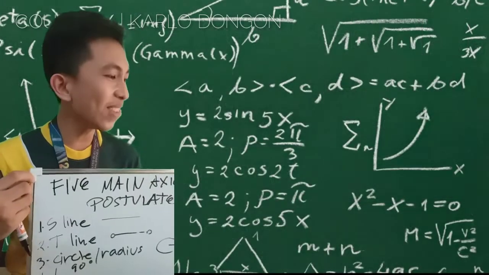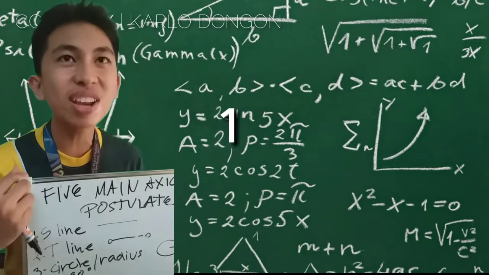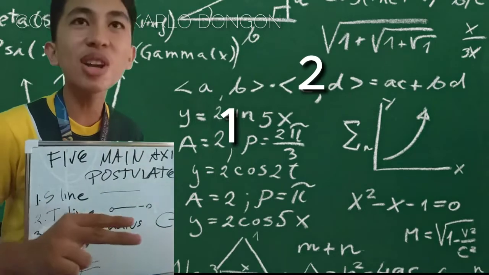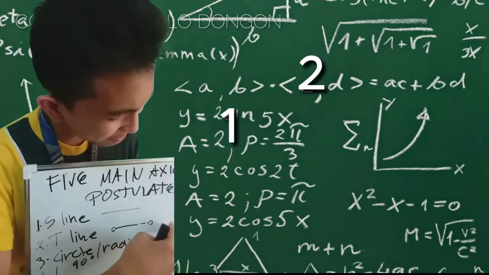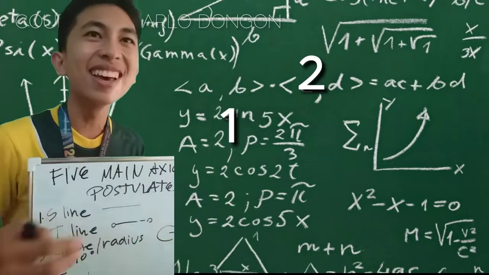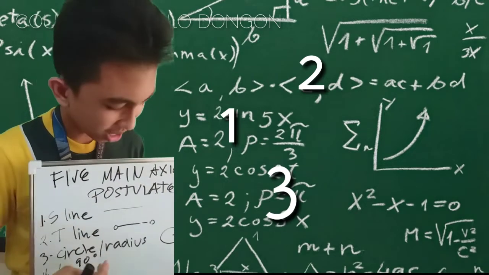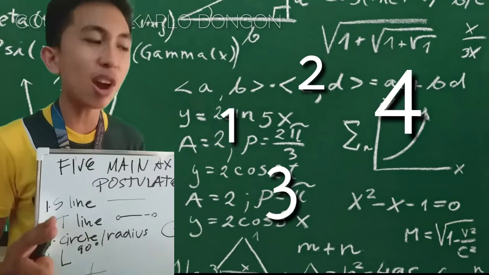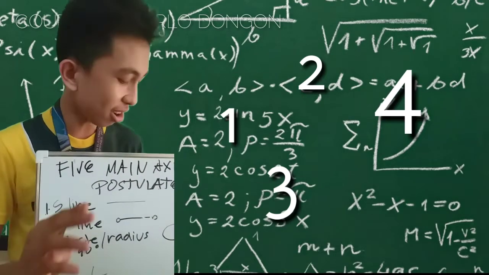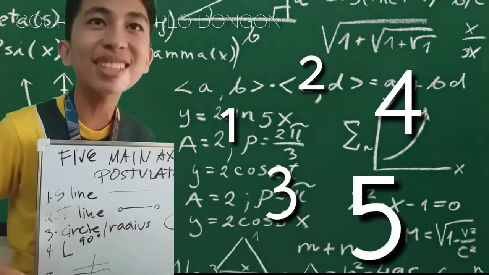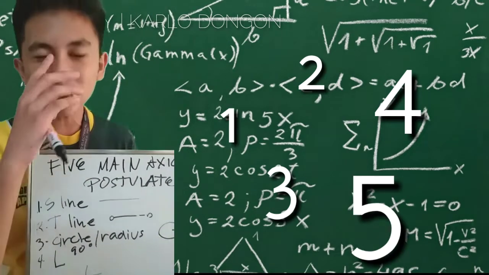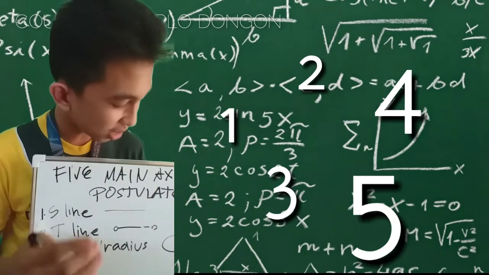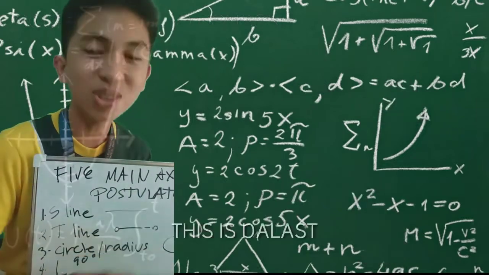So these are the five main axioms or postulates. Number one, the straight line. It is an axiom or postulate. Then the next one is the terminated line, which is the line segment. Then the next one is the circle, or the radius of a circle. Then the next one, all right angles are congruent to one another. And the last one is, if a straight line falling on two straight lines makes the interior angles less than two right angles, the lines are not parallel. So that's the five main axioms or postulates.